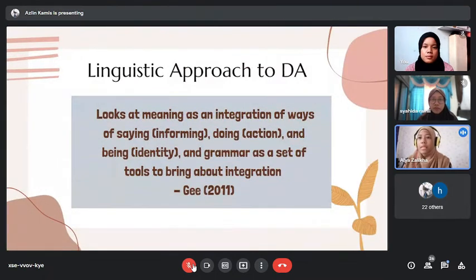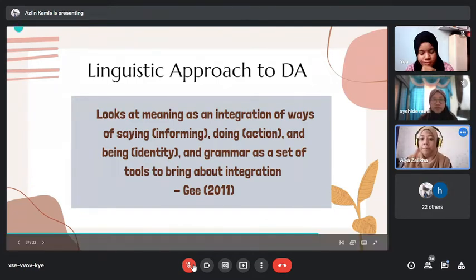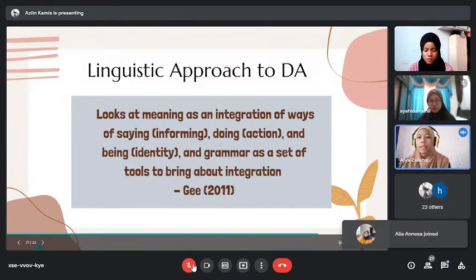linguistic approach to discourse analysis. According to Gee, the linguistic approach in his book looks at meaning as an integration of ways of saying, informing, doing, action, and being, identity, just like what Dania has explained in her part, and grammar as a set of tools to bring about integration. To take an example, let's take a look at the sentence in the next slide.